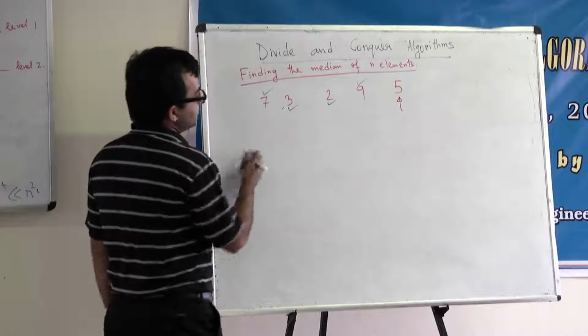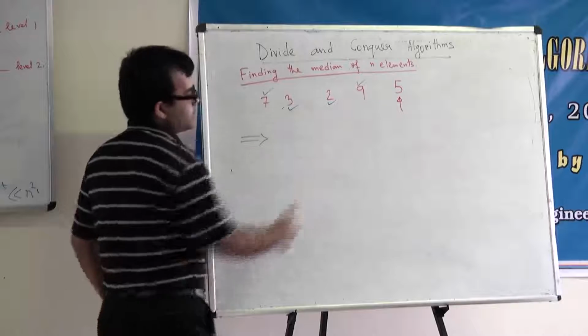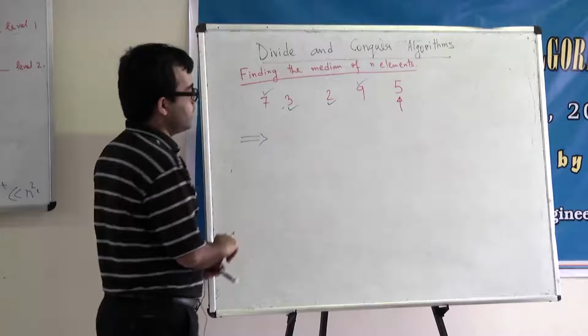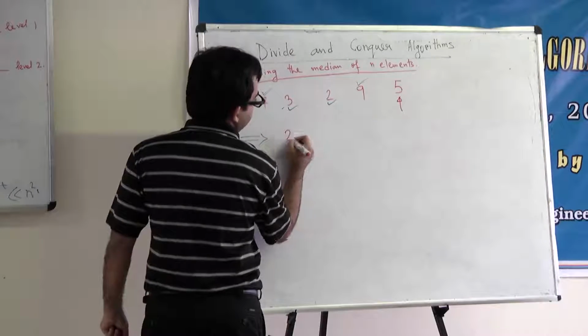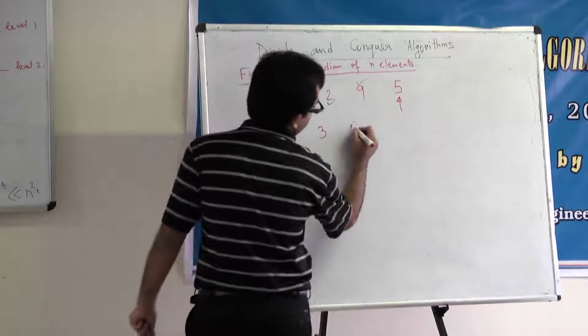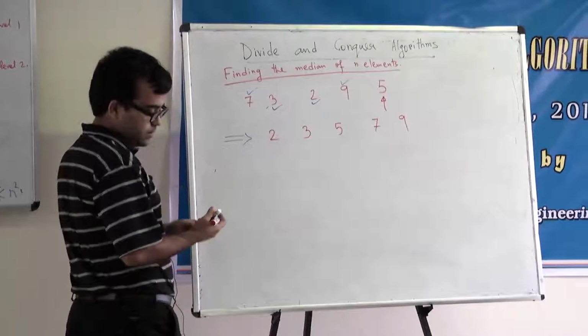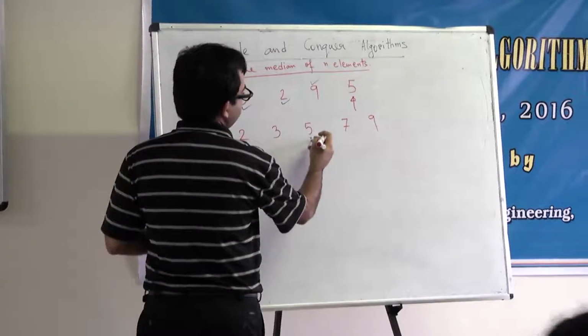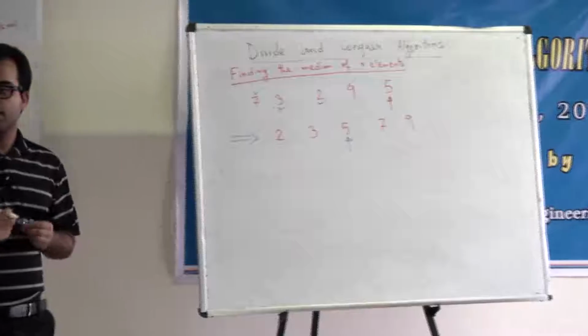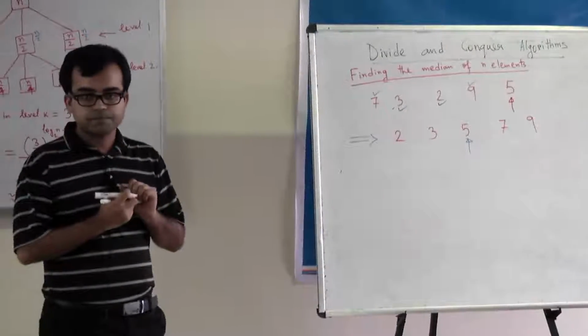So one way to do it is you just sort these numbers. I just gave it in an unsorted way. If you sort them, what will you get? 2, 3, 5, 7, 9. Now you have 5 elements and take the middle element. That is your median. Is this fine?